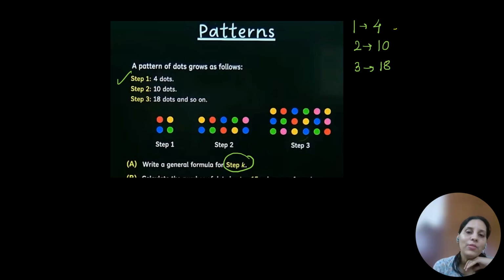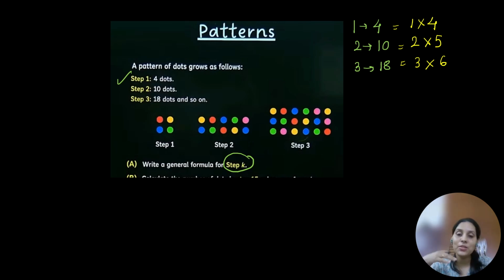So how am I getting 4? Let me take 1 into 4. First step is 4. Now second step, 2 into what gives me 10? 5. Now third step, 3 into what gives me 18? 6. Isn't it? So what are we seeing here? 1, 2, 3 are nothing but the steps. First step, second step, third step.